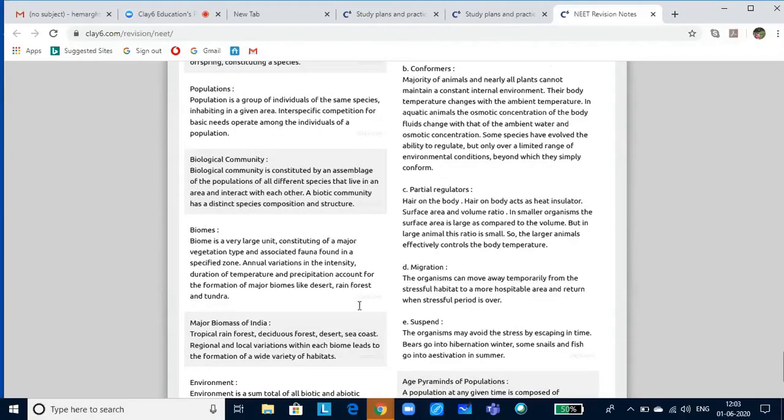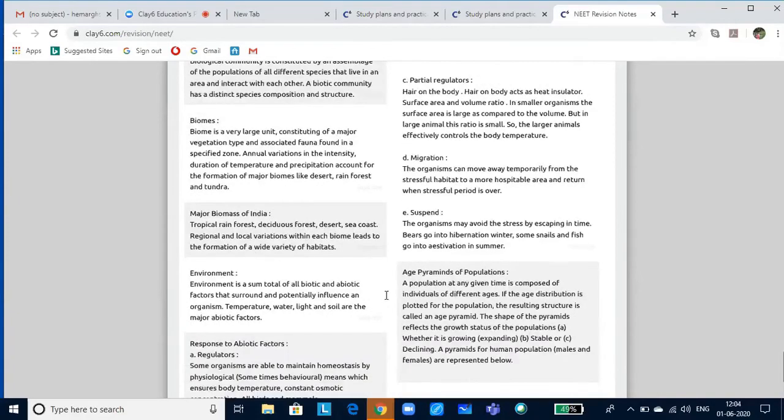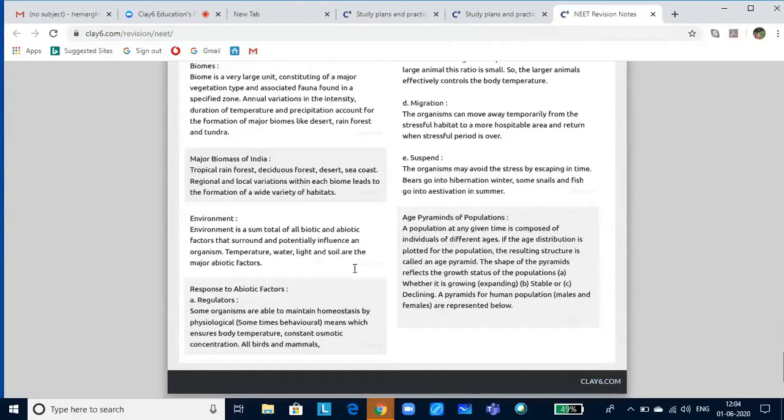the extreme heat conditions. So what causes the biomes to change? It is the annual variation in the intensity and duration of temperature and precipitation which accounts for the formation of major biomes. Now, the major biomes of India are very important. You should know these: tropical rainforest, deciduous forest, desert, sea coast. Regional and local variations within each biome will lead to the formation of a wide variety of newer habitats.